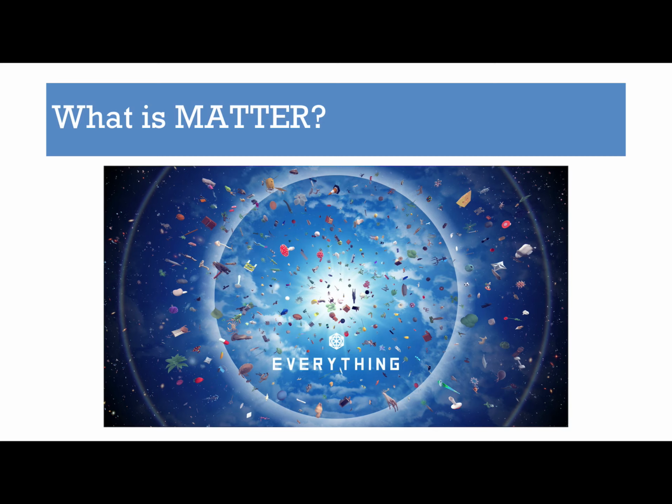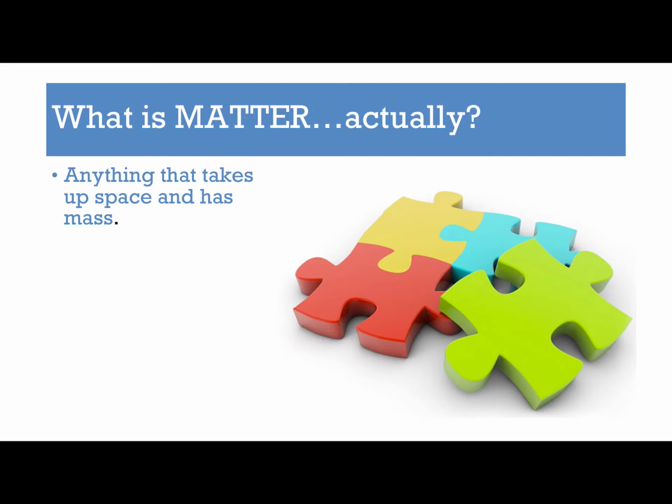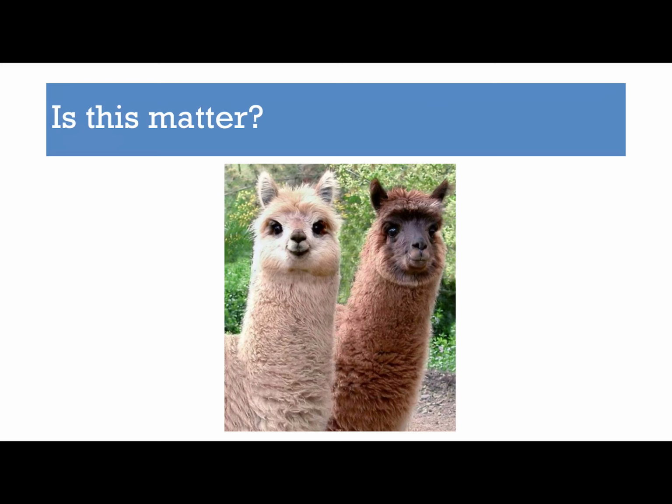But what is matter? And the easy answer is everything. But again, that's not super helpful trying to define what chemistry is. So matter is anything that takes up space and has mass. Taking up space is another word for volume. So if you were to put it on a scale, no matter how tiny, if it's not 0.000 repeating, it has some sort of mass. So therefore, it is matter.